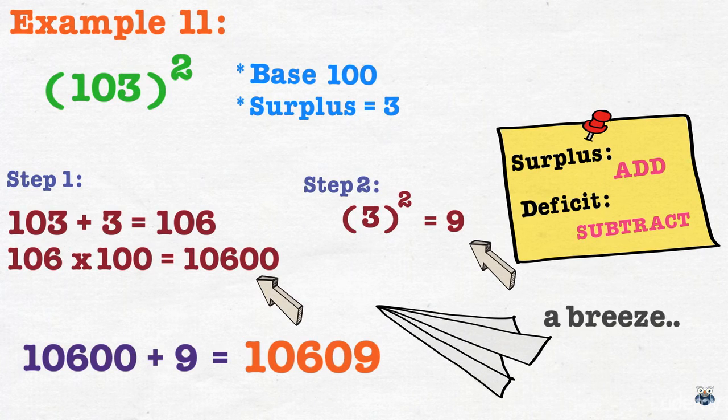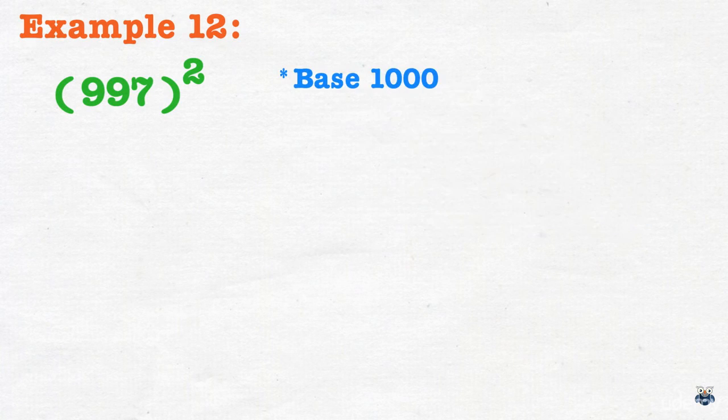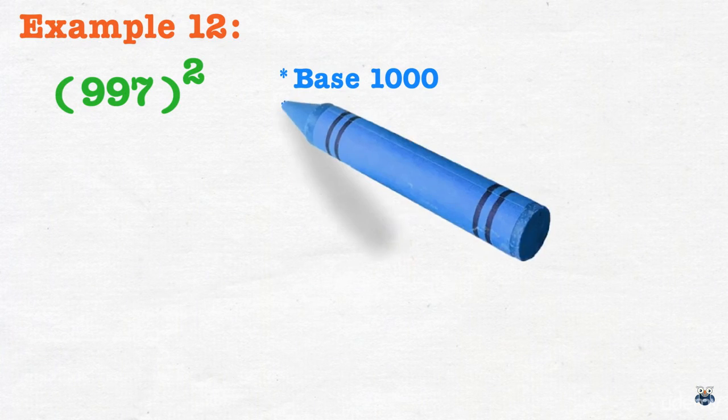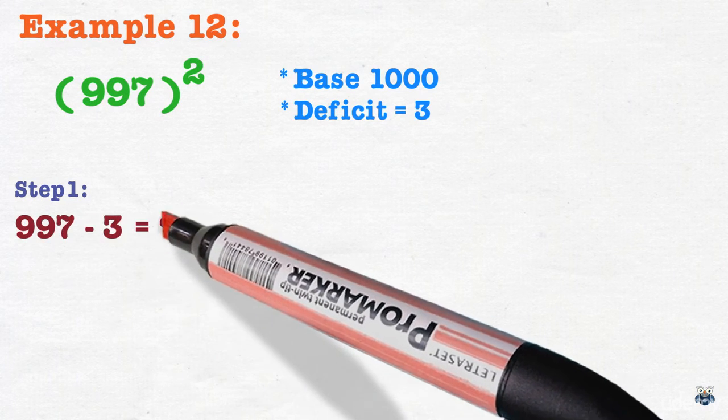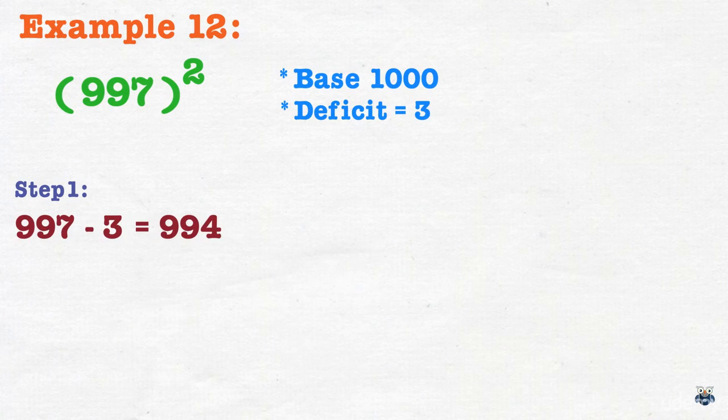Now that you have grasped these concepts, let's try squaring a bigger number. What is the square of 997? So then, what is our base? 1,000? Yes, I would agree. What is the deficit? It's 3, right? Since 997 is less than the base, we subtract the deficit. So, 997 minus 3 is 994.